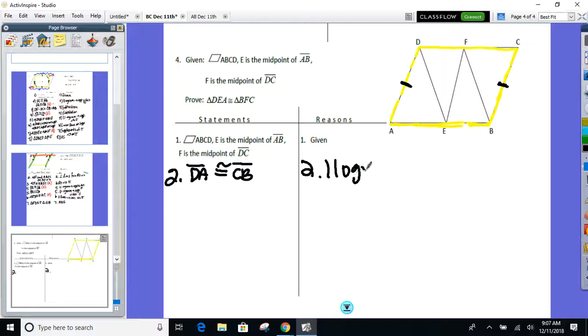Parallelogram implies opposite sides congruent. And hopefully you can rip off one more thing. Parallelogram property. Rip it off here. Caitlin, go. Great job. A and C congruent.